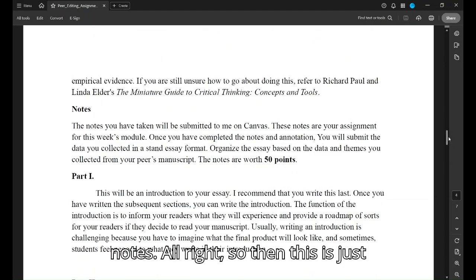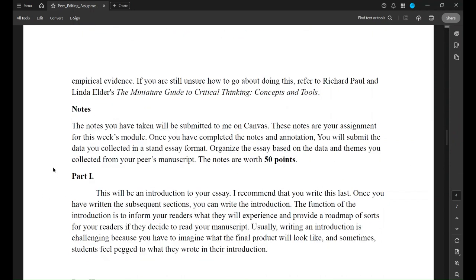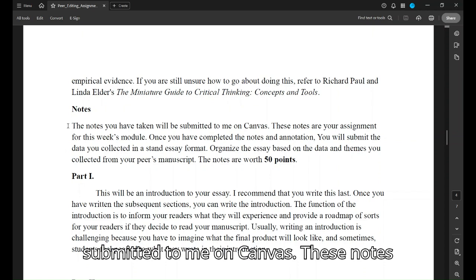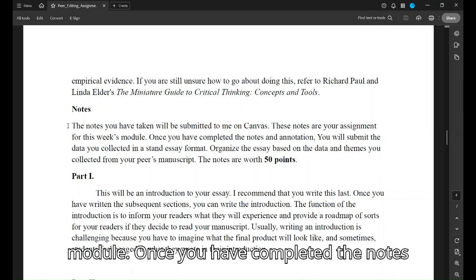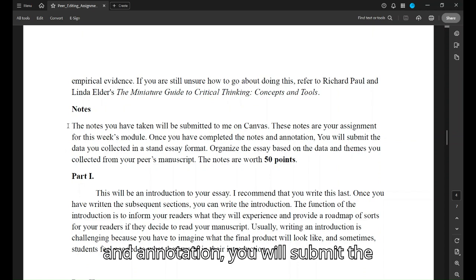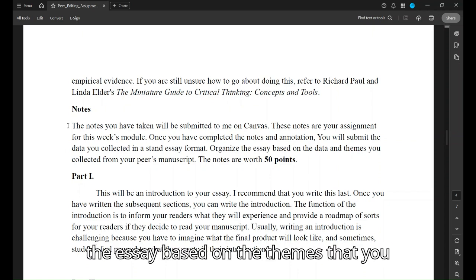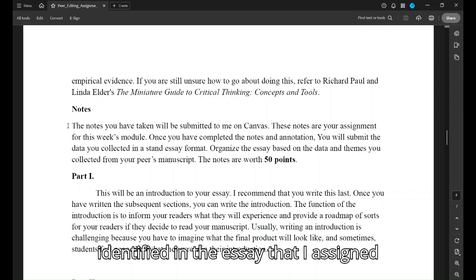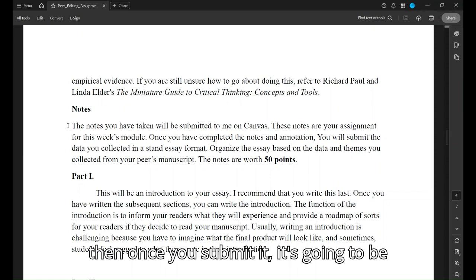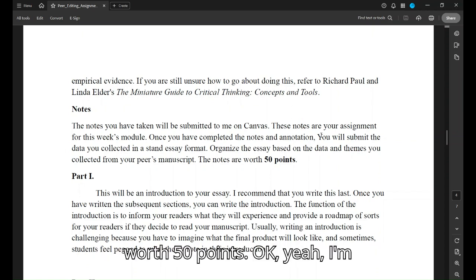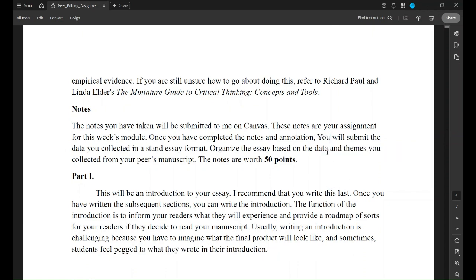Now notes. This is going to be the assignment that you're going to submit to me next Saturday. The notes that you have taken will be submitted to me on Canvas. These notes are your assignment for this week's module. Once you have completed the notes and annotation, you will submit the data you collected in a standard essay format, organizing the essay based on the data and themes that you collected from the essay that I assigned to you. Once you submit it, it's going to be worth 50 points. I'm going to change that once I'm done with the video recording.